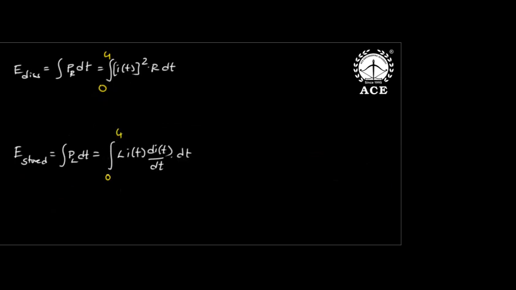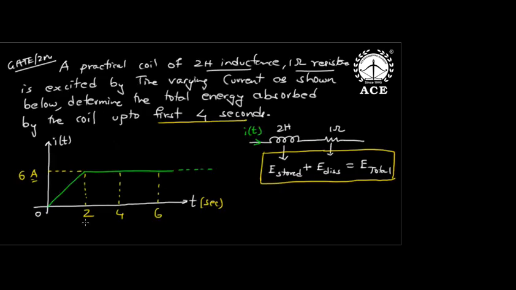Now if you expand, I want the current function. Look at the current function. From 0 to 2 seconds, it is like y equal to mx, so the current function is 3t. And from 2 to 4 seconds, the current function is constant at 6 amperes. Yes, that is what happens. So 0 to 2 seconds, it is a ramp function, and 2 to 4 seconds, it is 6 amperes.